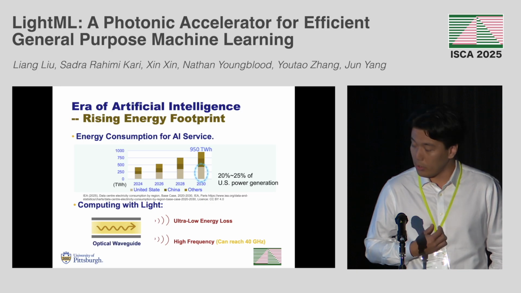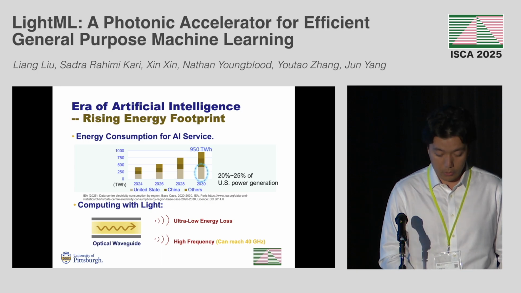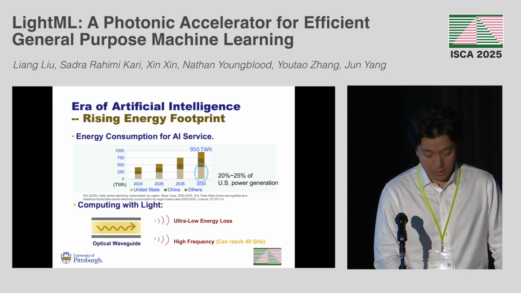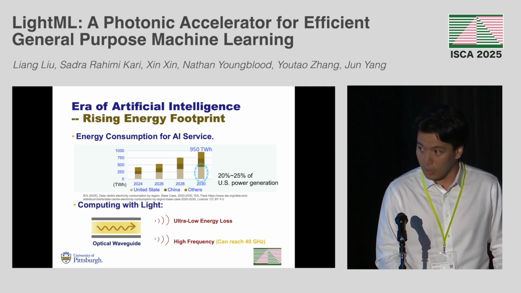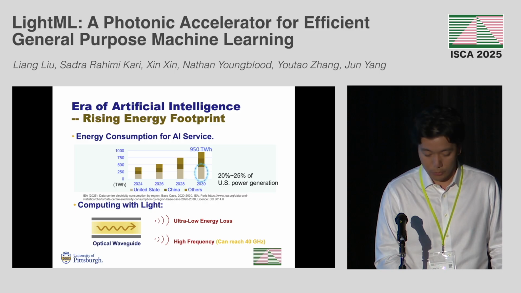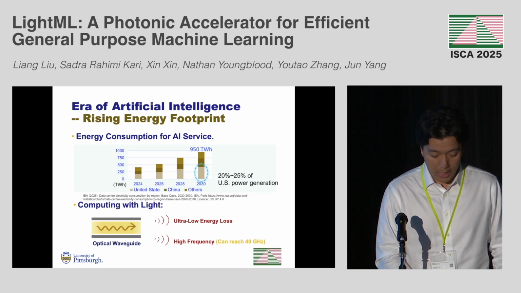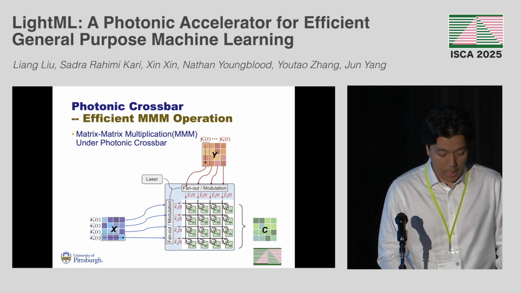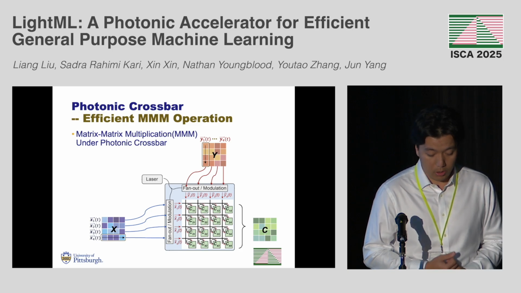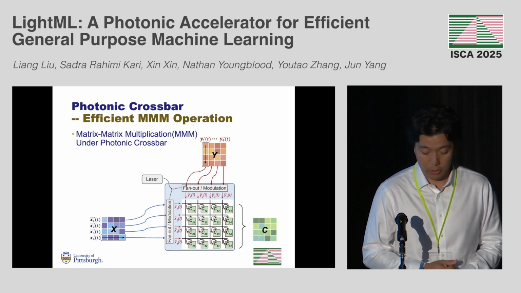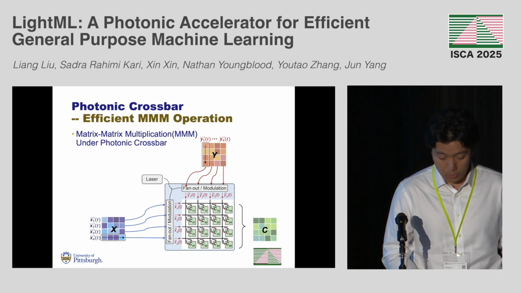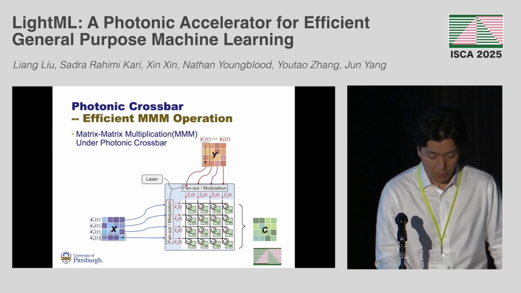In contrast, a new emerging technology is to compute with light, replacing the electrical current with optical light. The advantages are the near-zero load energy cost and the high operating frequency. It has been shown that even if the frequency is scaled up to 40 gigahertz, the heat generation is still negligible. And in recent years, the photonic crossbar has been demonstrated for its high energy efficiency in matrix multiplications. And today, we'll spend some time introducing the mechanism of the crossbar device.